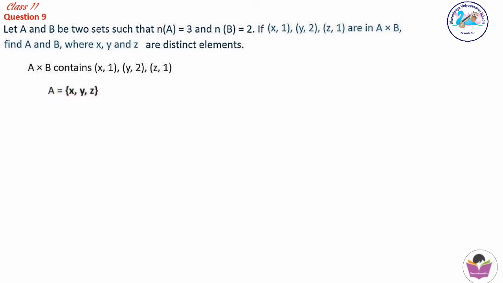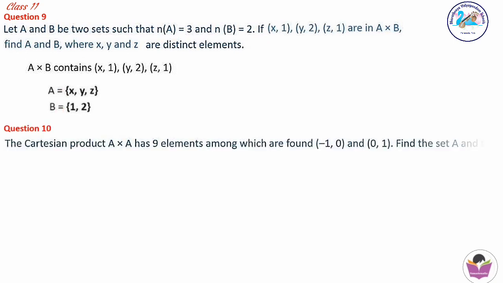Then for B, as B is in the second position in A cross B, the second elements belong to set B. 1, 2, 1 means 1 is repeating 2 times; 1, 2 is enough. So B is equal to the set {1, 2}. These are set A and set B.